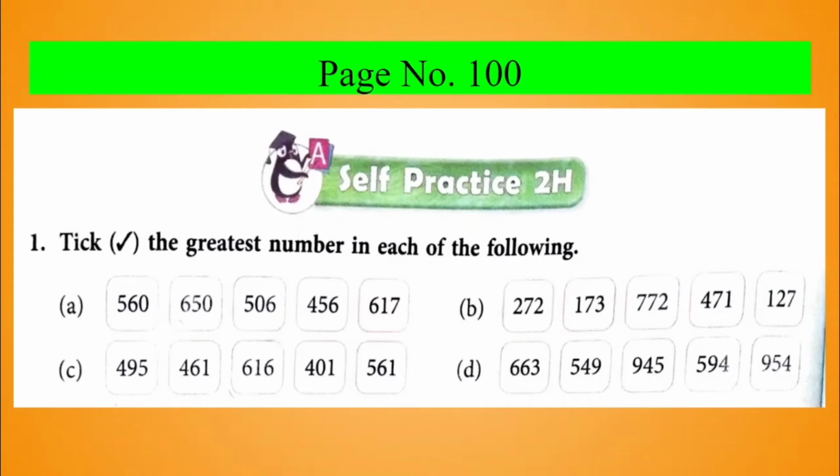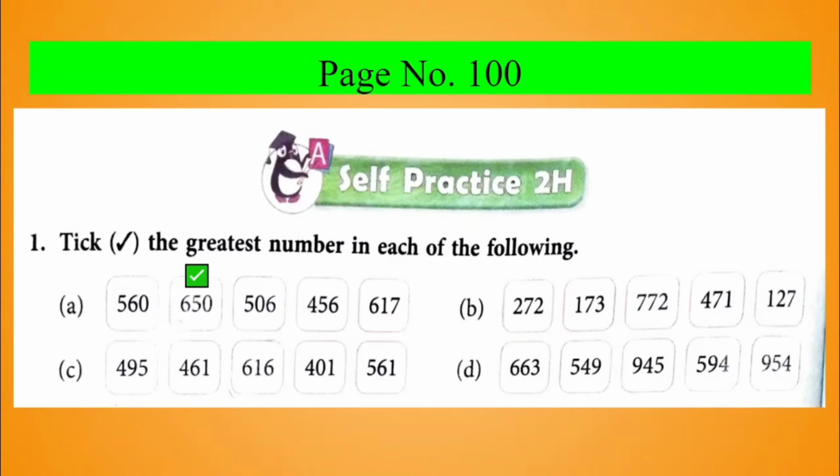560, 650, 506, 456 and 617. Now we have to tick the greatest number among all these numbers. So which is the greatest number? Yes, 650. So we will put a tick mark above 650. So here 650 is the greatest number among all these numbers.